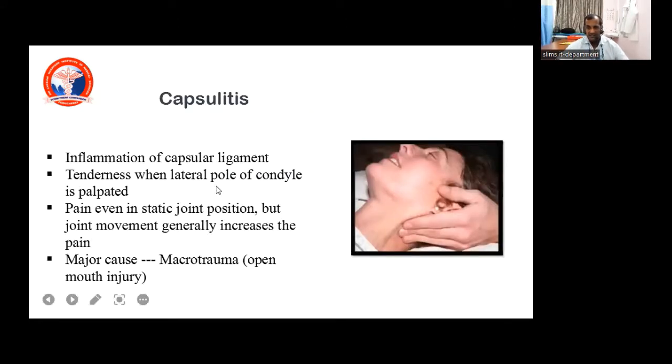And the first condition, the capsulitis. This is nothing but the inflammation of the capsular ligament. More commonly, tenderness and pain will be in the lateral pole of the condyle. When it is palpated, you can see pain and tenderness. Even when the joint is in static position, there will be severe pain. It is more commonly associated with any macro trauma. The reason for this capsulitis is a trauma, which can be an open mouth injury.